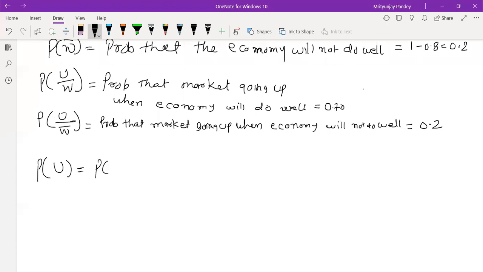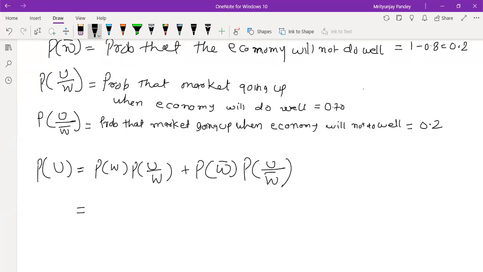So first of all, economy does well and market going up when economy will do well, right? Yes. Plus this is once again not well, but once again market going up, U by W. The value of first one is 0.8 and U by W is what? What is the value?